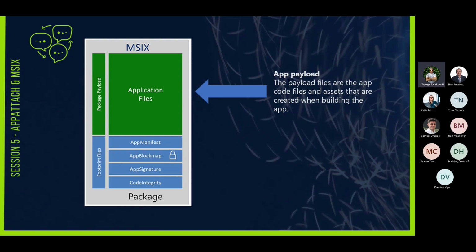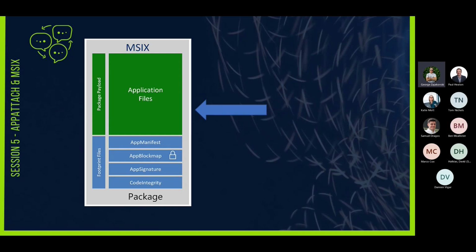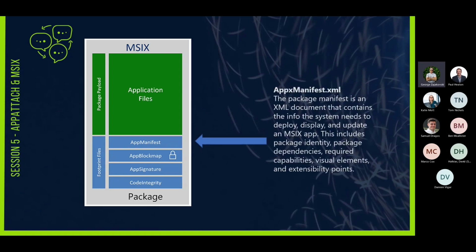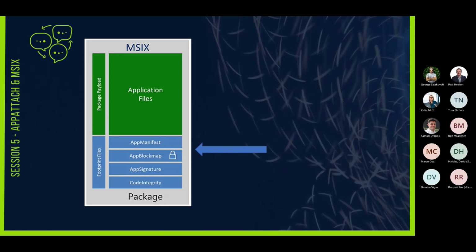And again, further into it, the app payload contains all the app code source files, assets, and things like that, DLLs, exes. The app manifest.xml file is basically a document that contains the information that the system needs to deploy, display, and update an MSIX package. This includes package identity, dependencies, capabilities, visual elements, and extensibility points.